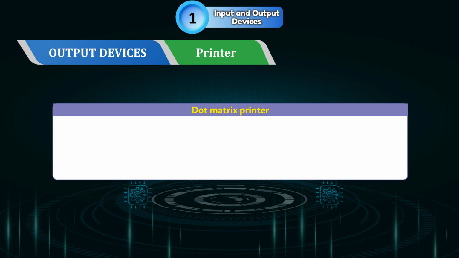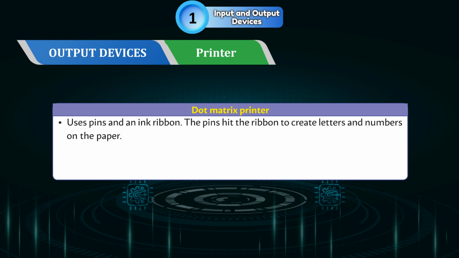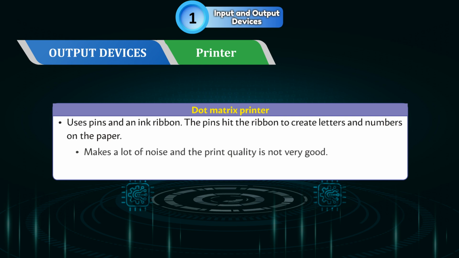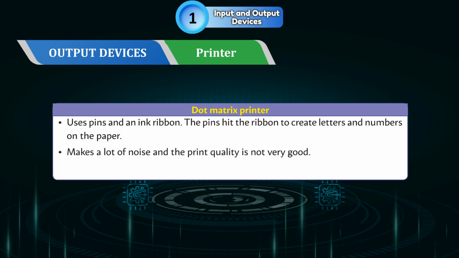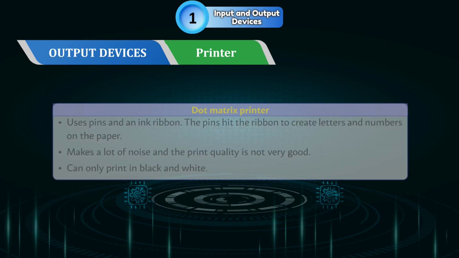Dot matrix printer uses pins and ink ribbon. The pins hit the ribbon to create letters and numbers on the paper. Makes a lot of noise and the print quality is not very good. Can only print in black and white.